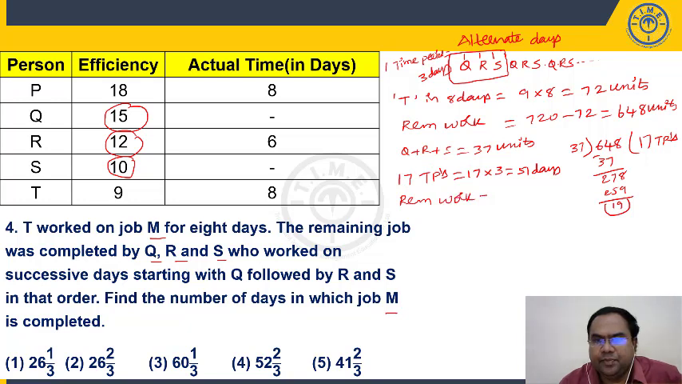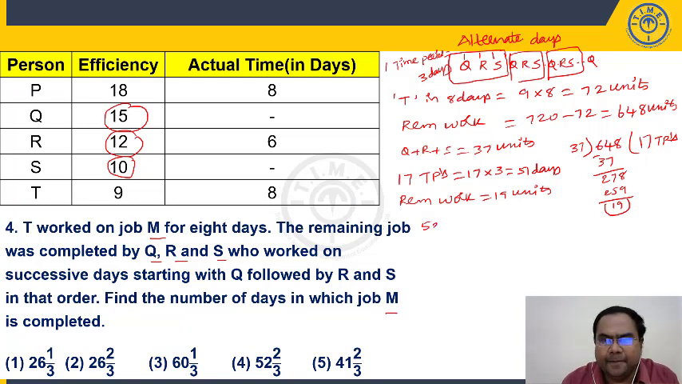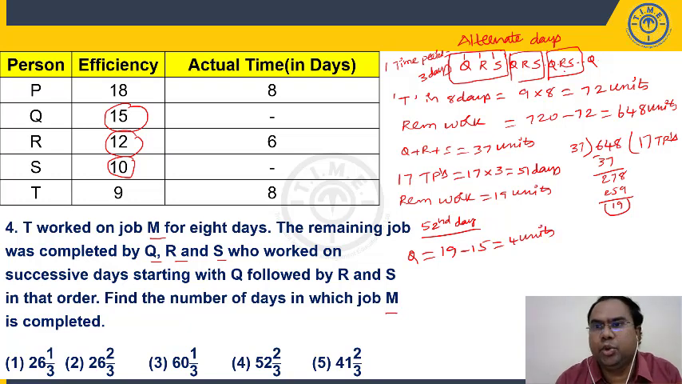19 units. Who has to complete these 19 units? After one time period, who is coming to work? Q. After two time periods, Q. After three time periods also, who will come to work? Q. So on the 52nd day, Q will come to work. Out of these 19 units, Q can do 15 units. So how many units are still left over? 4 units.